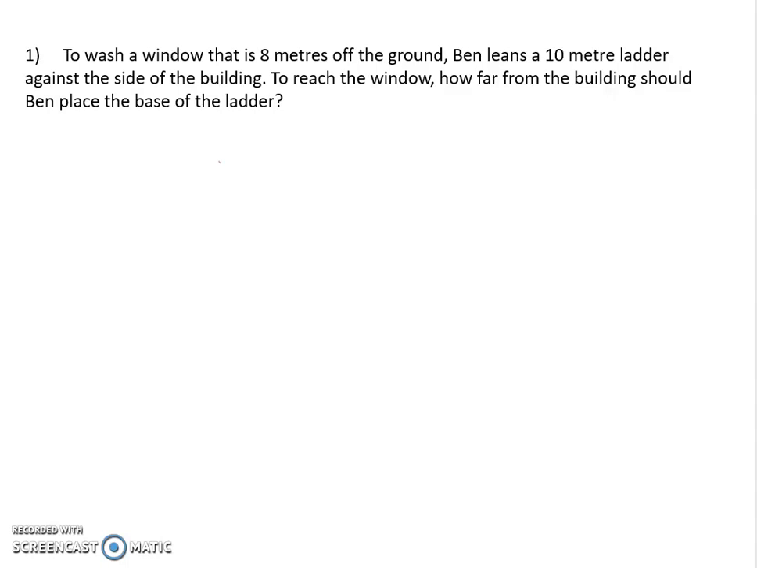Okay, so in terms of helping us answer this question, the window is 8 meters off the ground. So if I draw myself a little wall here, so I've got my little window in the wall, so I know that that is 8 meters off the ground. Okay, so Ben leans a 10-meter ladder against the side of the building. So if he leans a ladder against the side of the building, we're going to have our nice little ladder over here.